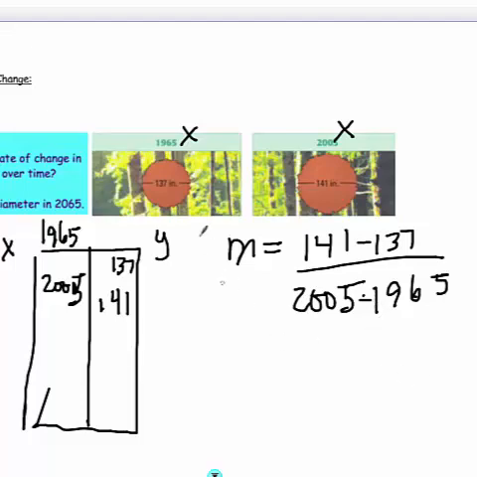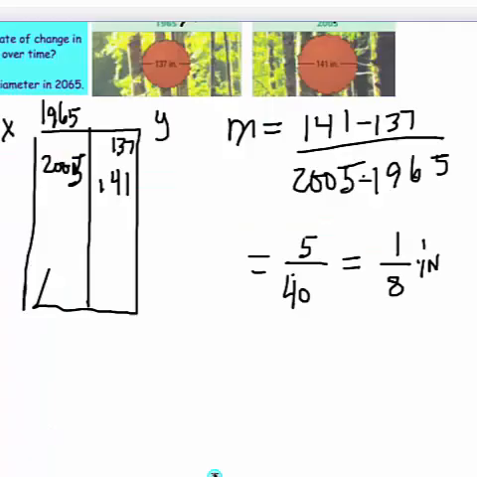So 141 minus 137 is 4. So I have this is 4 over 2005 minus 1965. All right, so that would tell me that it has to grow 1/8 of an inch every year, or my slope would be 1/8 of an inch. Okay, so, well, we know we've got to go up to predict the diameter in 2065. Well, I can take 2005 and go, so that's telling me that I got to go 60 more years.